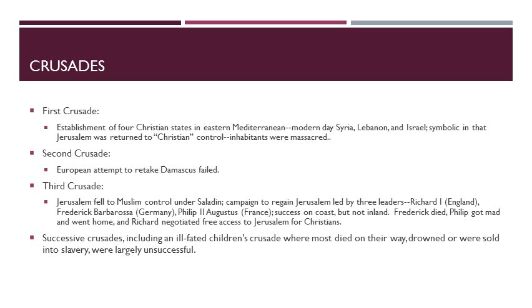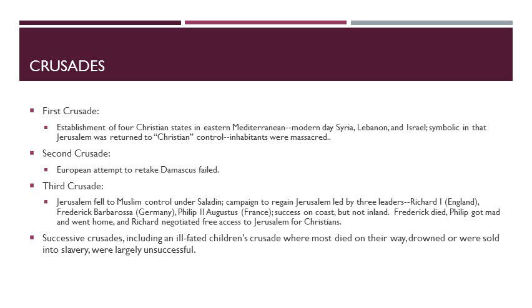The First Crusade led to the establishment of four Christian states in the Eastern Mediterranean near modern-day Syria, Lebanon, and Israel. This was symbolic because it returned the city of Jerusalem to Christian control. But to do that, there was a terrible massacre of the inhabitants of the city. The Second Crusade was largely a failure, an attempt to retake Damascus.